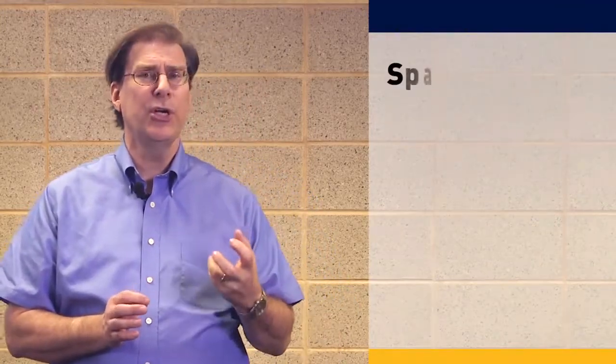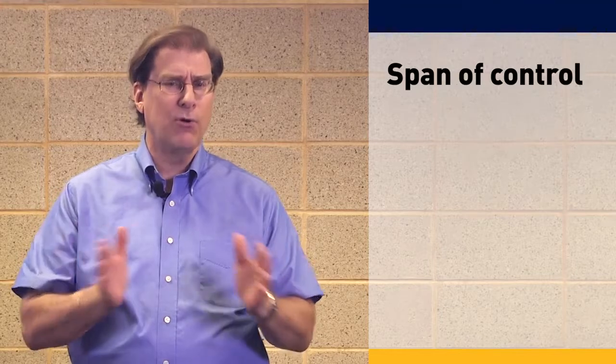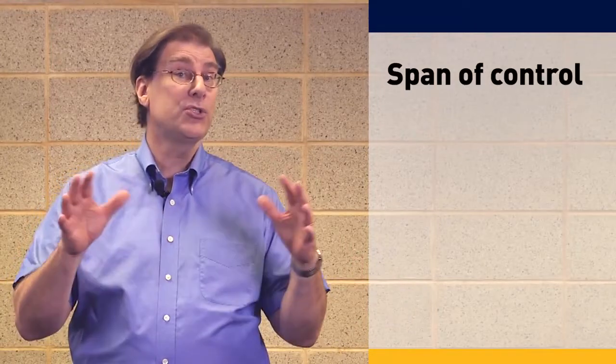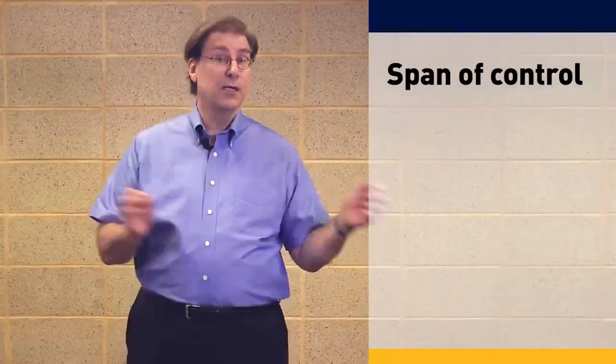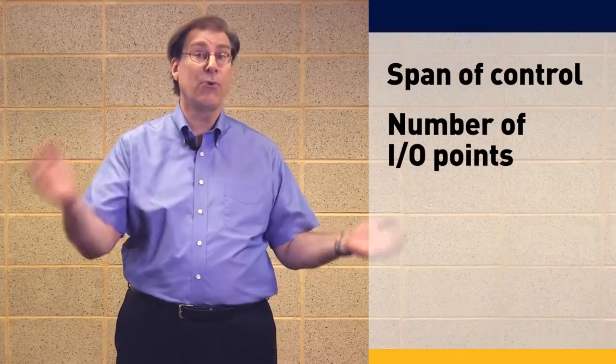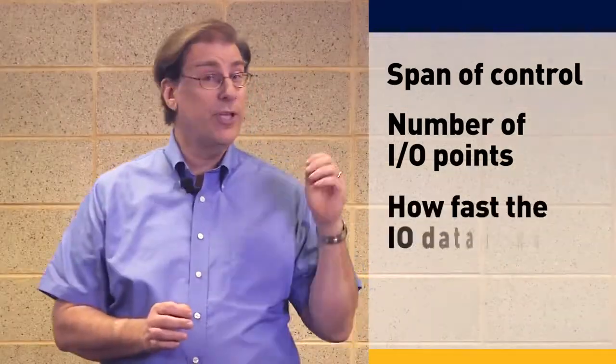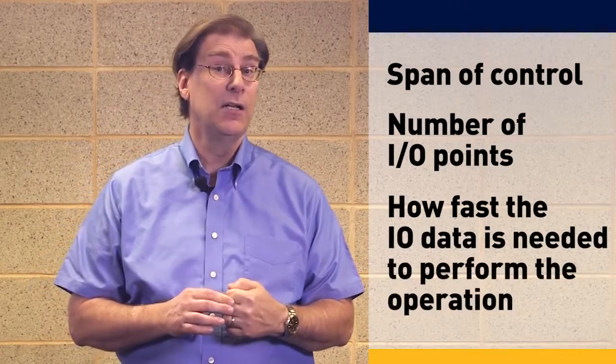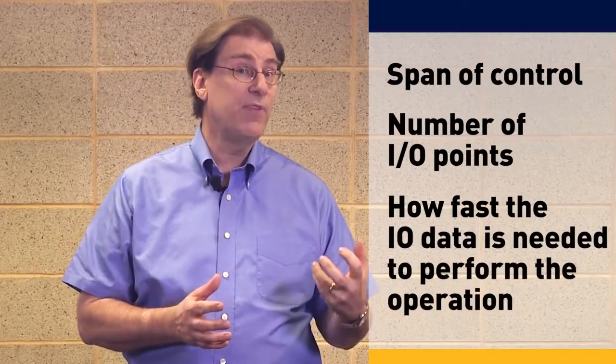So plant floor architecture is usually based on three main factors. A controls engineer usually has the span of control. How much control am I going to have? Is it going to be an 8-cell robot, a 4-cell robot? How much control do I really need? The second thing is how many I/O points. Is it 100 I/O points or 400 I/O points? Number 3 is how fast do I need the data? So that determines the type of network and how many nodes I'd be using.